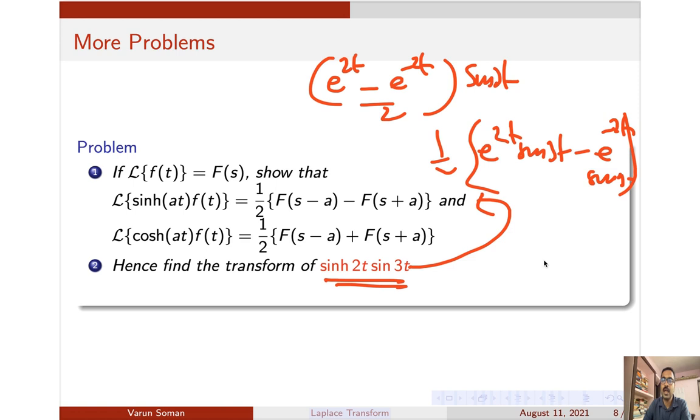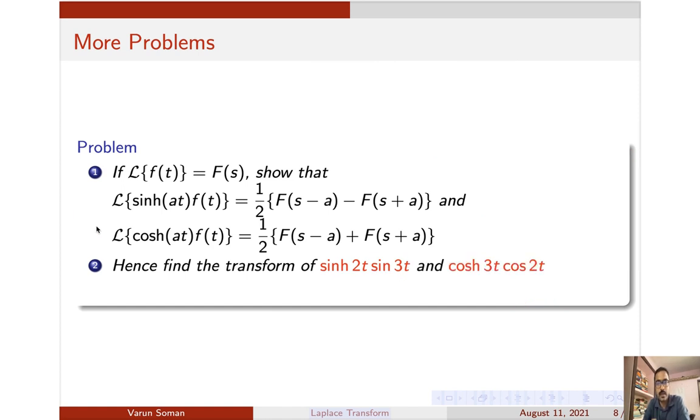So the transform of sin 3t is 3 by s square plus 9. So when it is e raised to 2t, it will become 3 by (s minus 2) the whole square plus 9. So you can use it directly, even without these results. There is no need to learn these results by heart. You can just try to understand the concept and complete these problems. Okay, similarly you can also find the value of cosh 3t cos 2t. Okay, I hope it is clear.